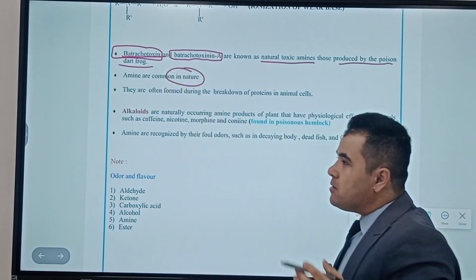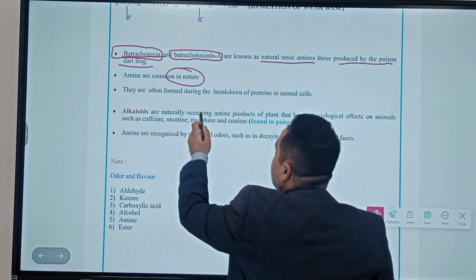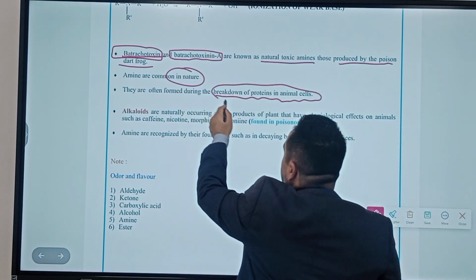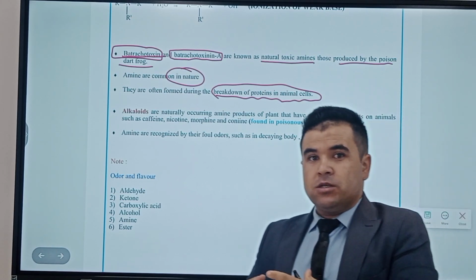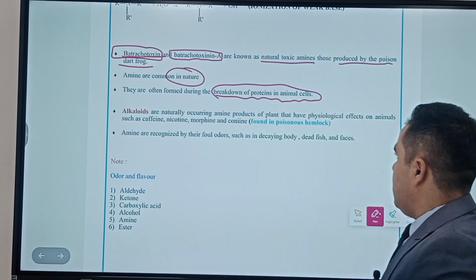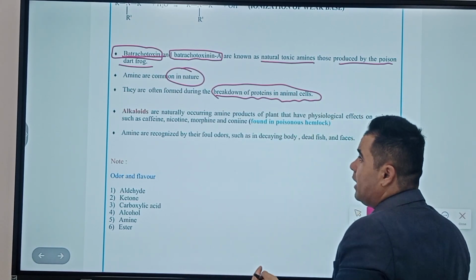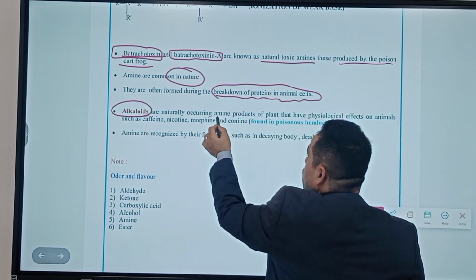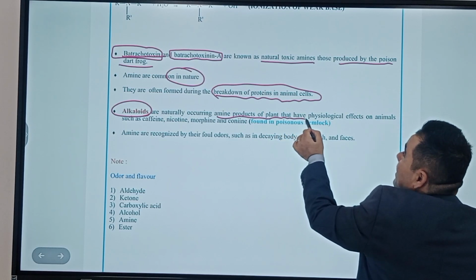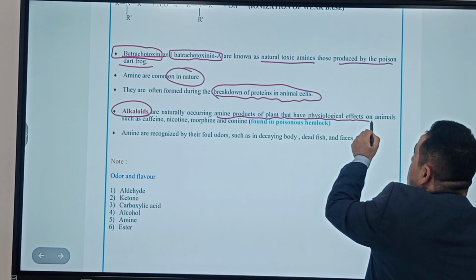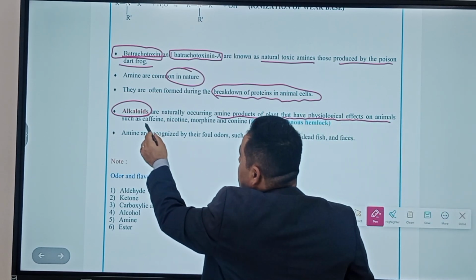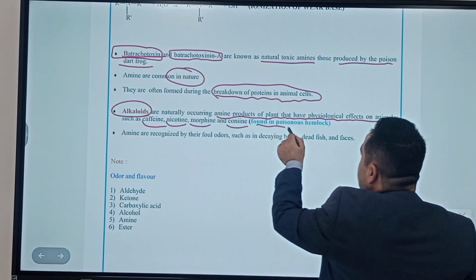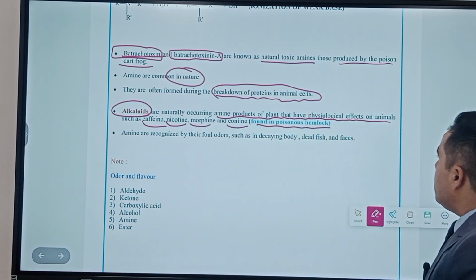We have amines in nature. They are often formed during the breakdown of proteins in animal cells. When we break down the proteins, we will get the amines. One of the amines is what? Alkaloids. The alkaloids are naturally occurring amine products of plants that have physiological effects, such as caffeine, nicotine, morphine, and coniine found in poisonous hemlock.